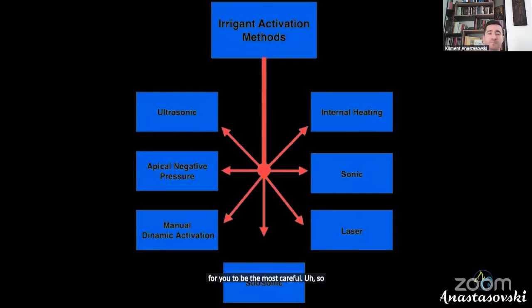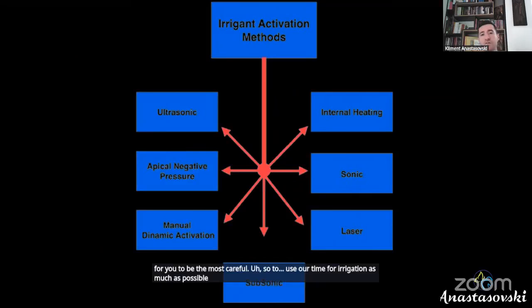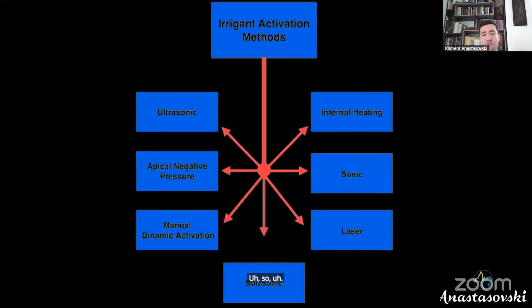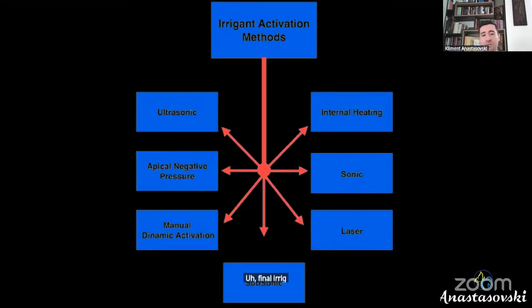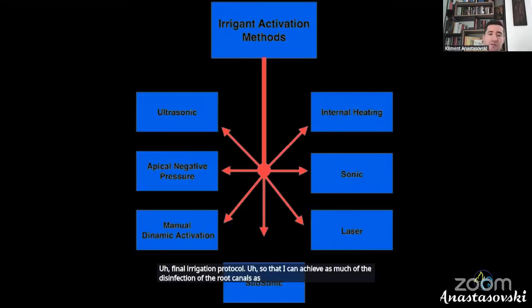So to make the most of our irrigation time, we need to use irrigant activation methods. You can choose some of these. In my opinion, I always use the ultrasonic for the agitation technique on the solutions, the EDTA and sodium hypochlorite, in my final irrigation protocol, so that I can achieve as much disinfection of the root canals as possible. And I do advise you to do so after the finishing of the shaping procedure.